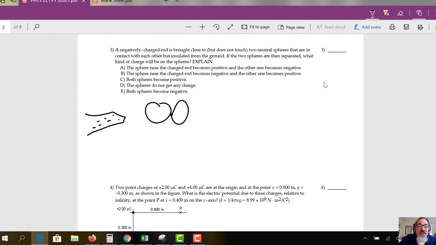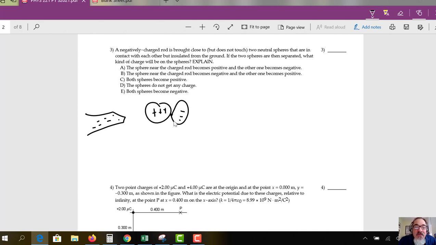So negatively charged just means it's got more negative charge than positive charge. So somebody's added some electrons to this rod. Okay, if the spheres are separated, what kind of charge will appear on the spheres? So when you bring the negative rod close by, that drives electrons to this sphere, leaving this one positively charged.